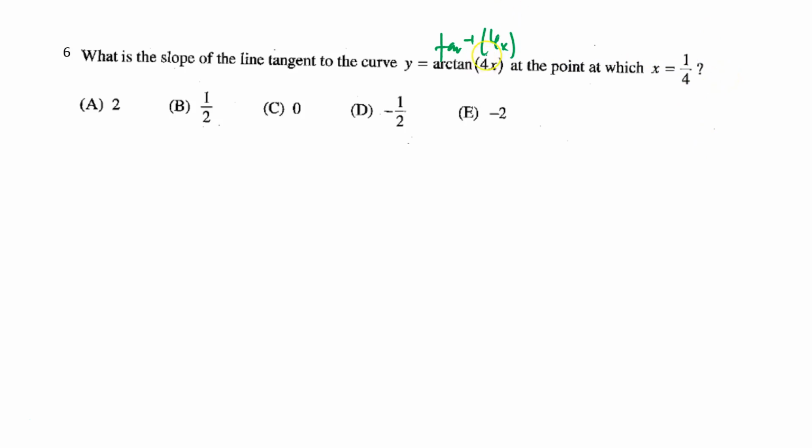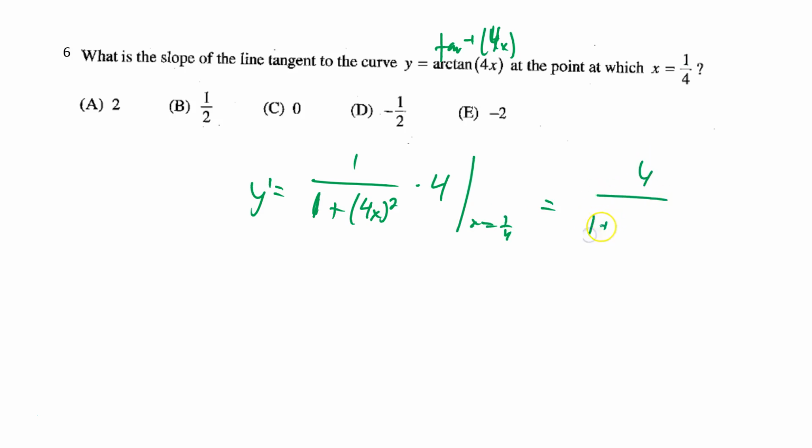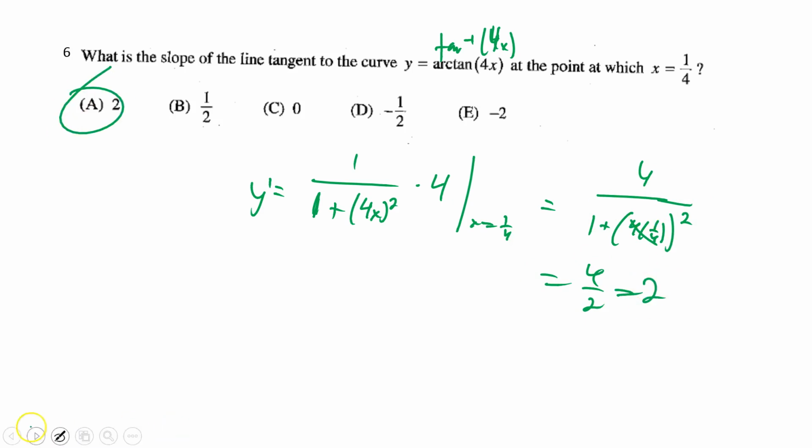All right, so the derivative of tangent inverse: y prime is going to be 1 over 1 plus x squared, so 1 plus 4x squared, chain rule, times 4, because the baby function is 4x. Now we're going to evaluate that at x equals 1/4. So that would be 4 over 1 plus 4 times 1/4, quantity squared. Well, 4 times 1/4 is just 1. So this is 4 over 2, which is 2. A. I think that's the last one we have in this set.